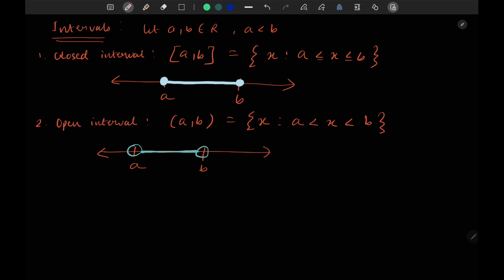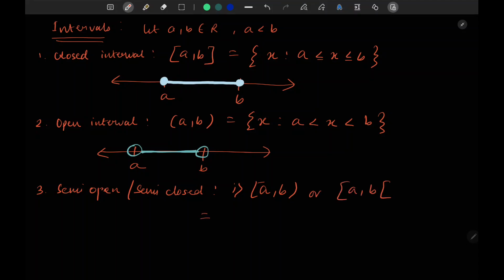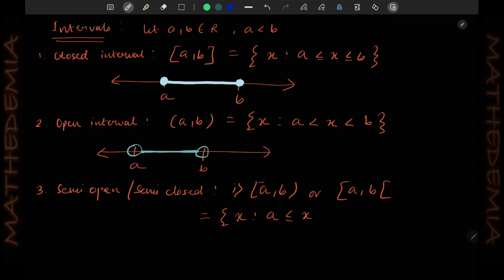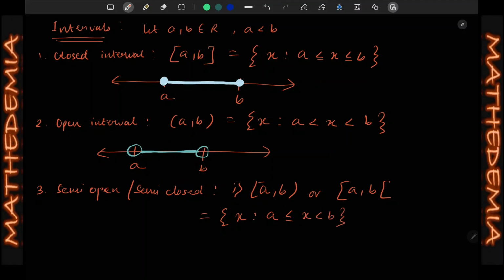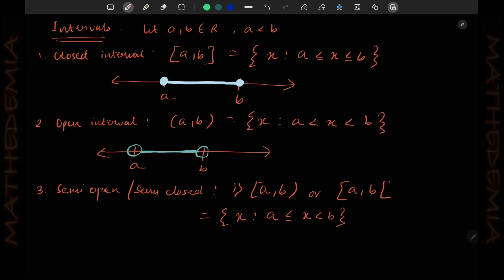The third type of interval is known as a semi-open or semi-closed interval. This consists of two types of intervals. The first is known as the right half open interval, denoted as such. This consists of the elements X such that X is greater than or equal to A but less than B. So X can attain the value of the lower limit but not the upper limit.